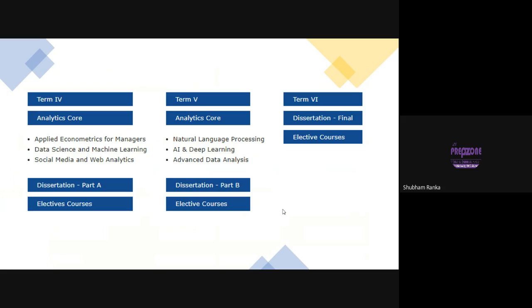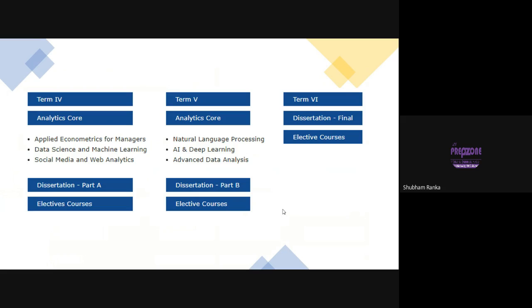उसके बाद elective courses जो हैं वो MBA core के साथ आप लोग ले सकते हैं. Even if you don't want to learn anything about MBA core, then you are encouraged to take analytics courses only. Then in term 4: applied econometrics for managers, data science and machine learning, social media and web analytics.